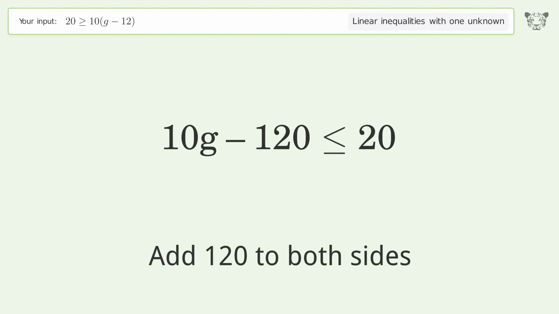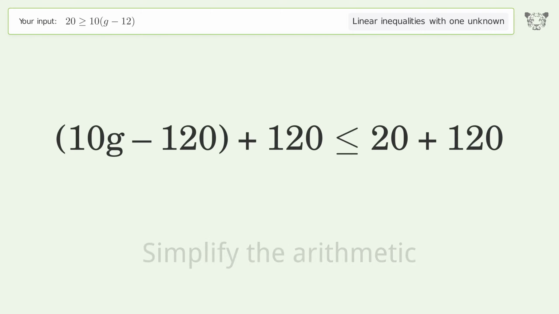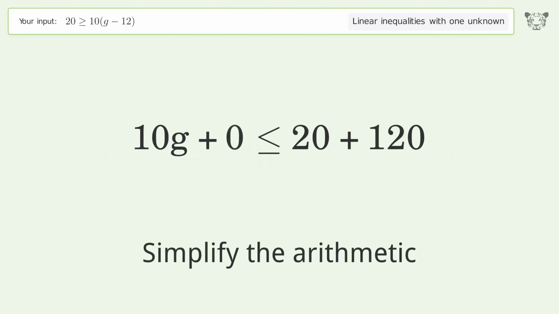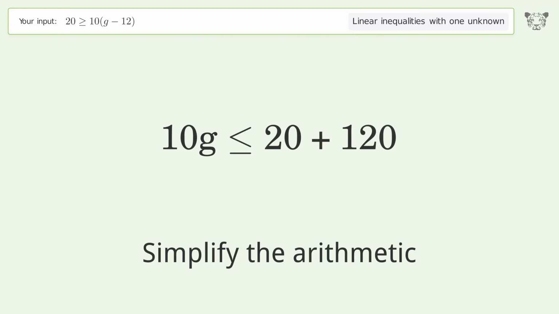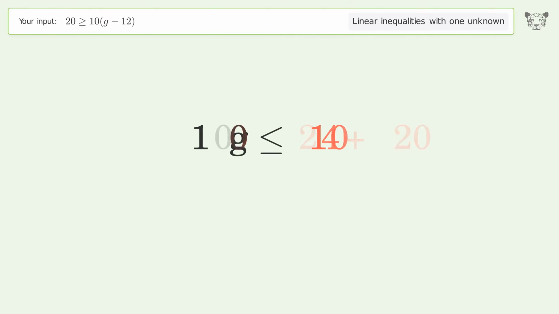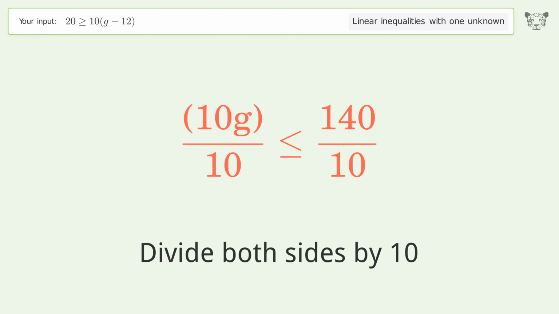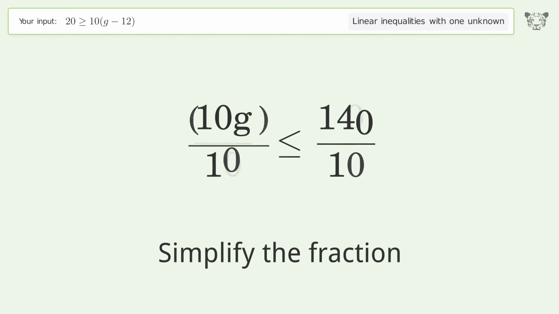Add 120 to both sides. Simplify the arithmetic. Isolate the g. Divide both sides by 10. Simplify the fraction.